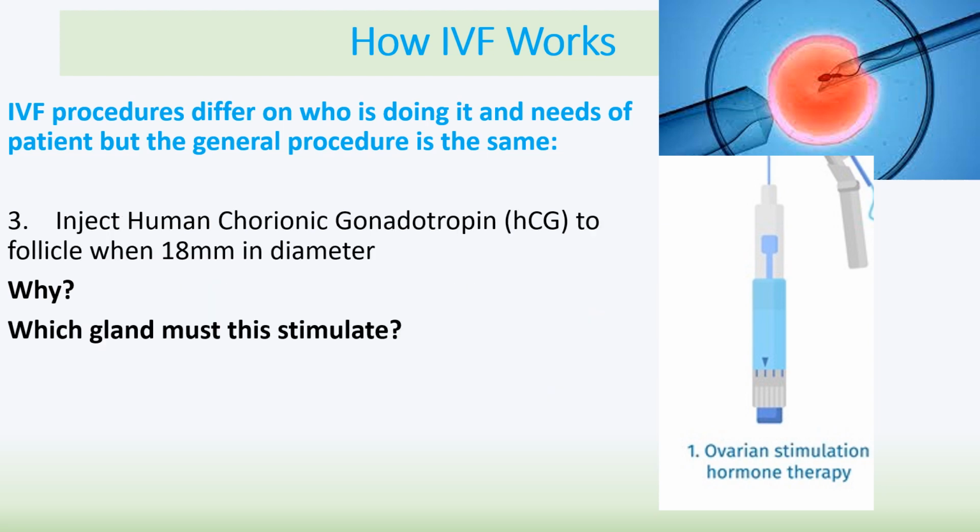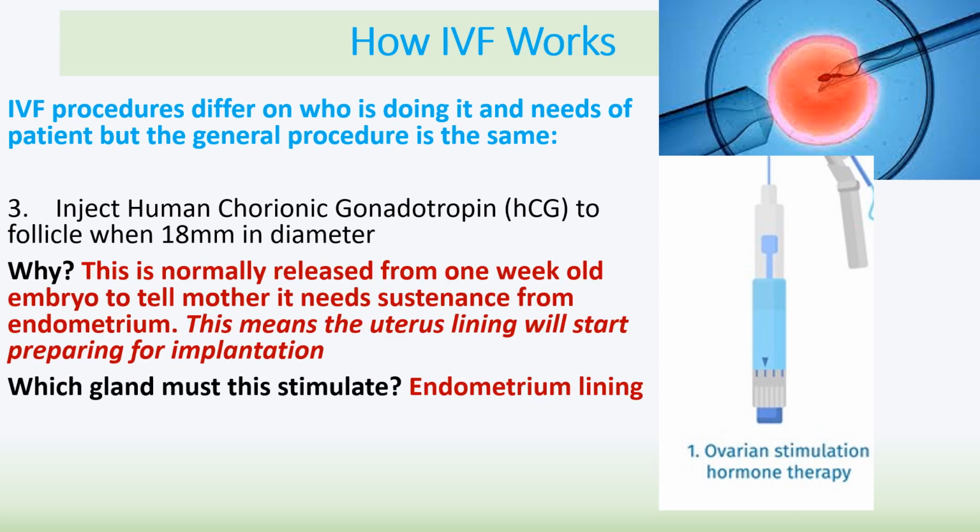Then inject something called human chorionic gonadotrophin hormone, HCG, when the follicles are 18 millimeters. This is normally released from a 1-week-old embryo to tell the mother it needs sustenance from the endometrium, which is the lining of the uterus, and this means the uterus lining will start preparing for implantation. So we're making the female's body, the endometrium lining, think that it's going to have an egg which is going to be accepted and implanted. So it's preparing for the egg to be implanted so it can start to create the nutrients needed to maintain a uterus.